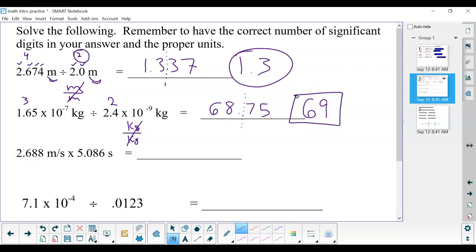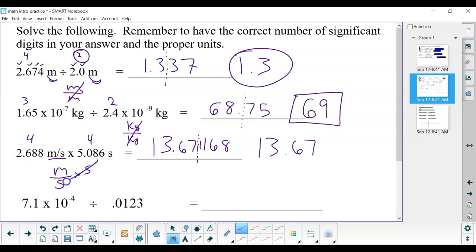On this next one, 4 significant digits, 4, so our answer should have 4. 2.688 times 5.086. That's what my calculator gives me. 1, 2, 3, 4 significant digits. This 1 keeps it the same, 13.67. Now let's take a look at our units. Meters per second times seconds. These units are going to cancel out, and we're left with just plain meters.